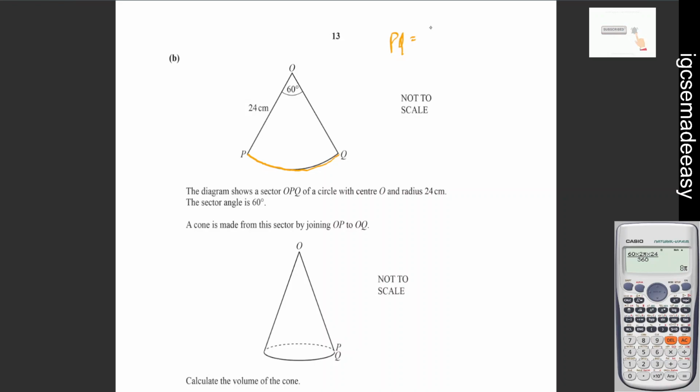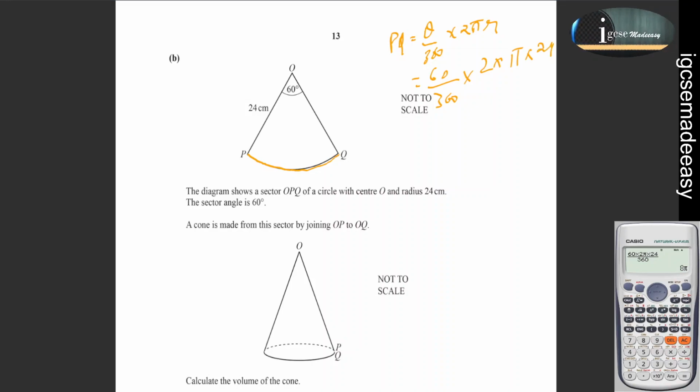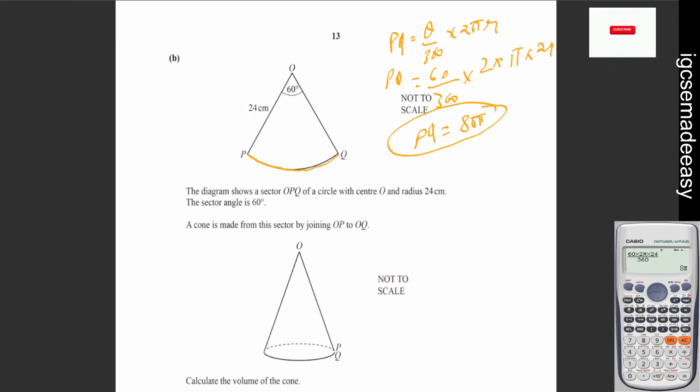So arc length is equal to what? PQ is theta by 360 times 2 pi r, right? That is the arc length. So theta is 60 here, 60 by 360 times 2 into pi into r, and r is 24. I have solved this in my calculator, and the value of PQ that I am getting is 8 pi. You can see in my calculator.